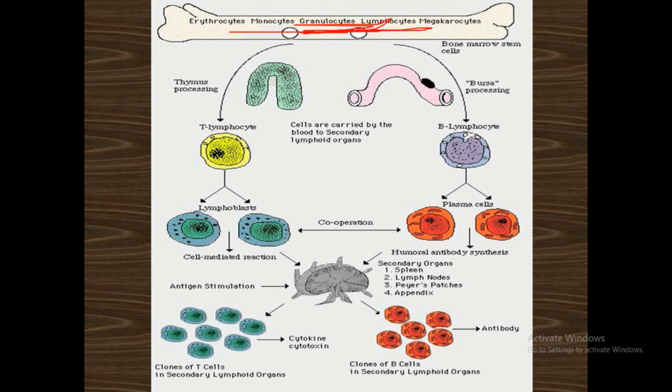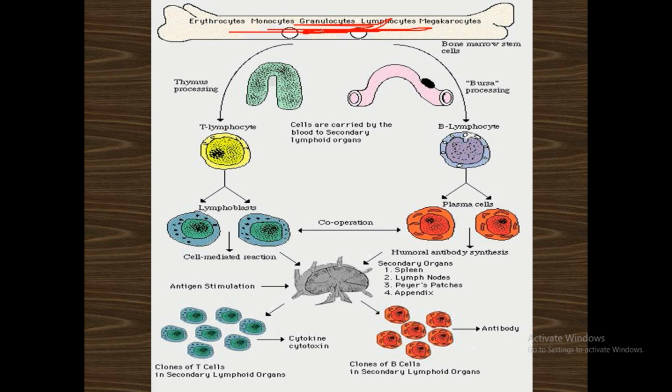Now this is the red bone marrow, where all the stem cells or pluripotent hemopoietic stem cells are there, and step by step different types of blood cell formation takes place. I told you in the chapter of WBC that all the lymphocytes in the initial phase are present in the bone marrow.